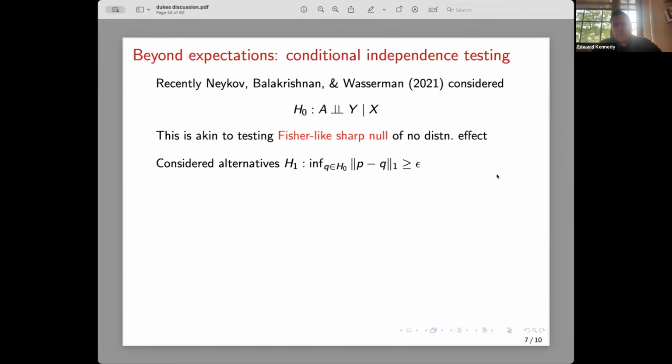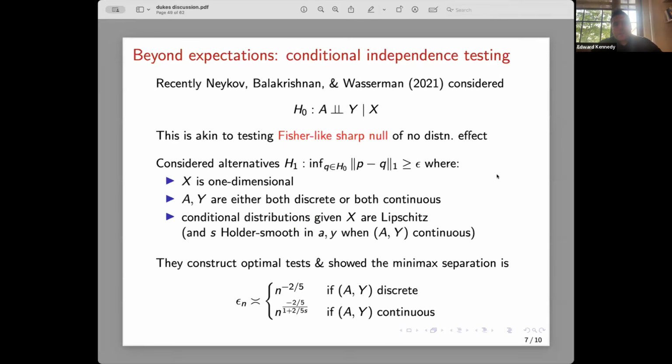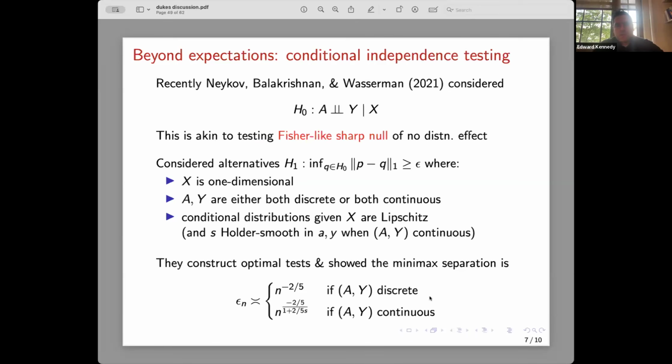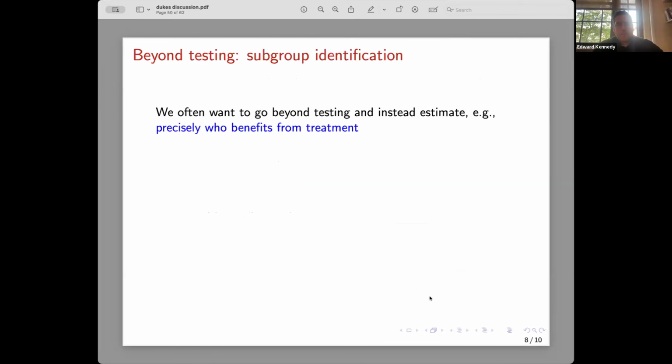So they think about a particular set of alternatives separated in TV distance, and they've got some really nice results showing what the optimal rates are and what kind of minimax separation you get. It looks like rates that you get in goodness of fit testing. If things are discrete, or if things are continuous, you pay some penalty for how non-smooth they are. But it's a very nice paper and has direct applications to causal inference, but it's not really framed in a causal way at all.